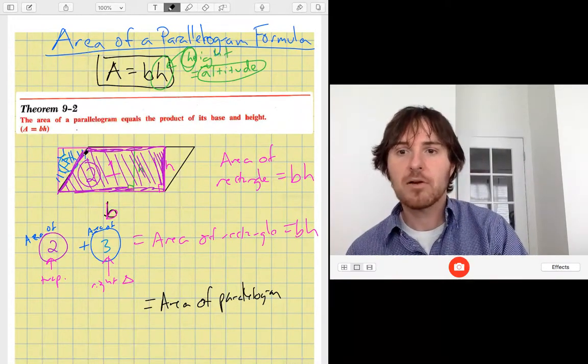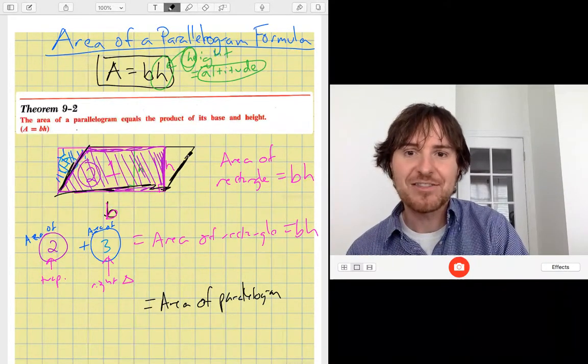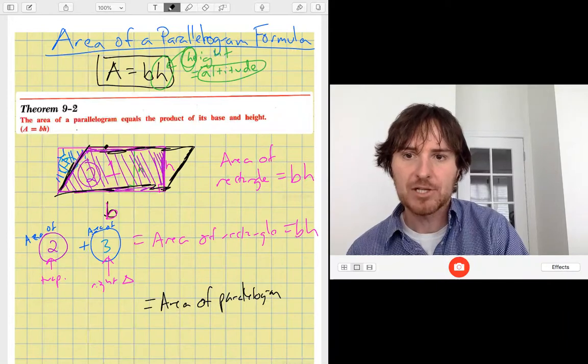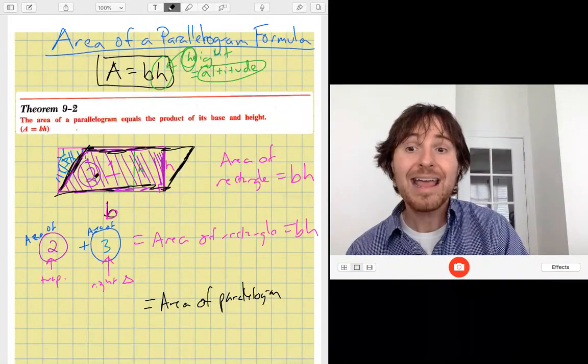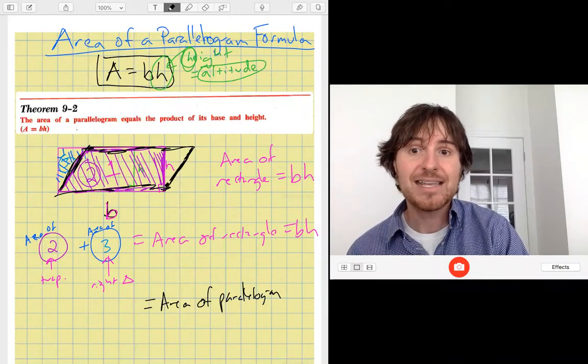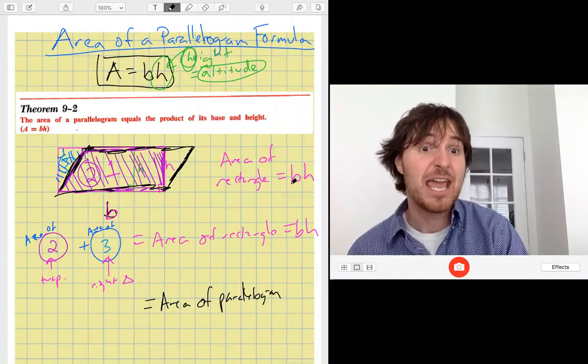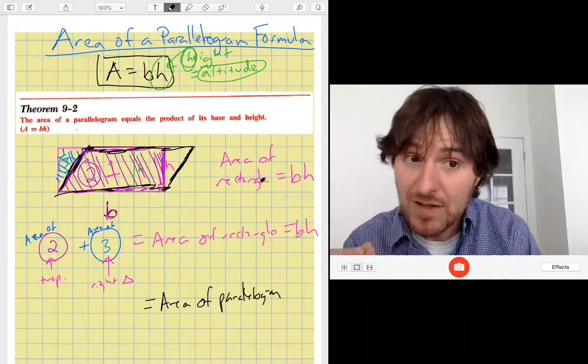Okay, area of this parallelogram here in black equals what? How can I represent this through the area addition postulate, based on what I have right here? Well, I have area of 2. Remember the rectangle that has base b and height h, so its area is bh, based on the formula that we had previously.